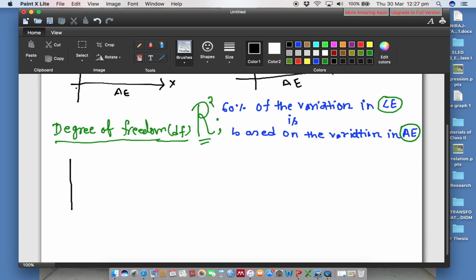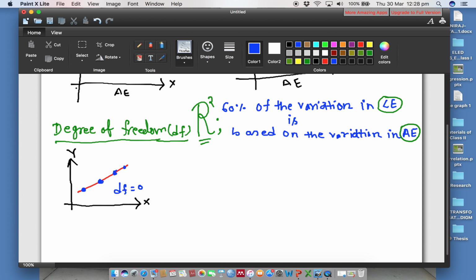If this is the y-axis and this is the x-axis, and this is a trend line, and here I have some actual data points, here, here, here, here. Now we can say that all the actual data points lie on the trend line. So here the degree of freedom is equal to 0.